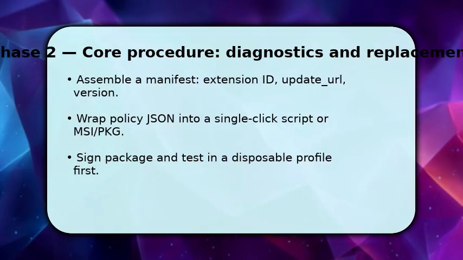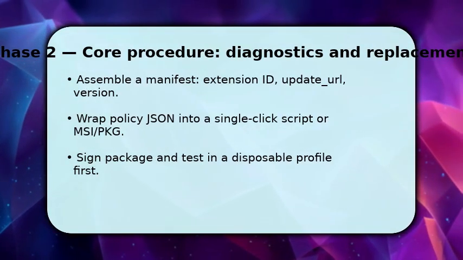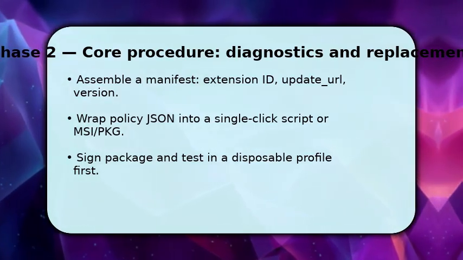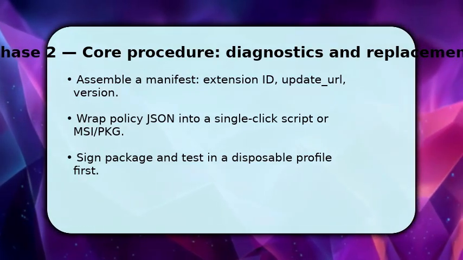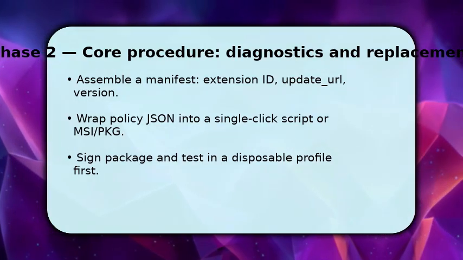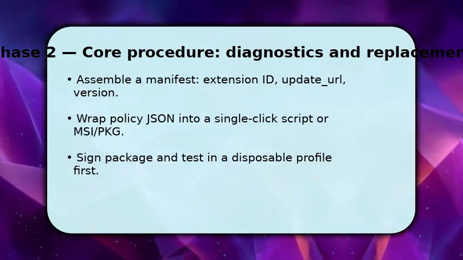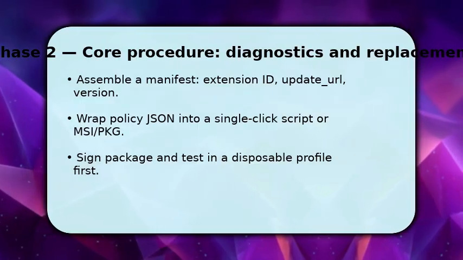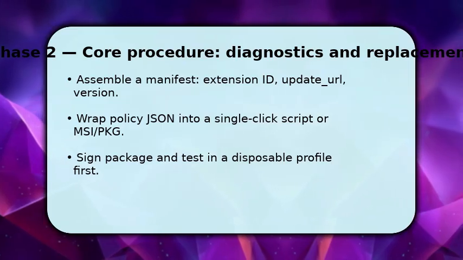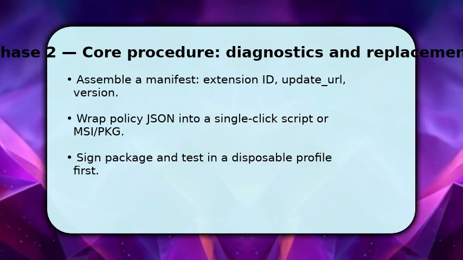You now build the one-click installer that applies the policy JSON. First, assemble a manifest containing the extension ID, update URL, and target version. This tells Chrome what to install and where to fetch updates. Next, wrap that JSON into a single-click script or create an MSI/PKG that writes the policy to the correct registry or preferences location. Make sure to sign the package. Unsigned installers are blocked. Once wrapped, test in a disposable profile so you can iterate without affecting users.